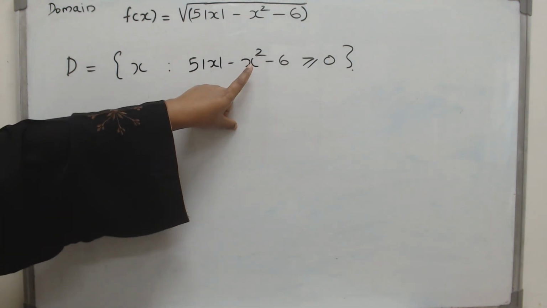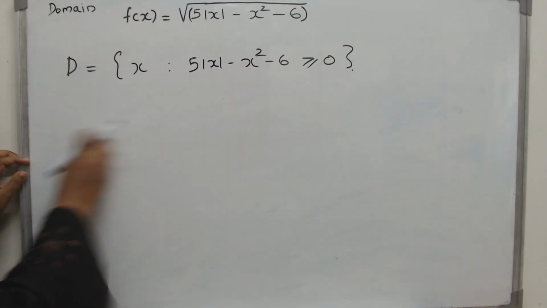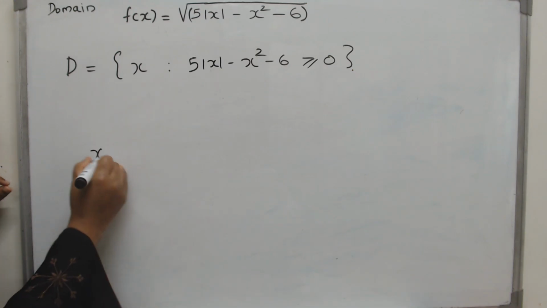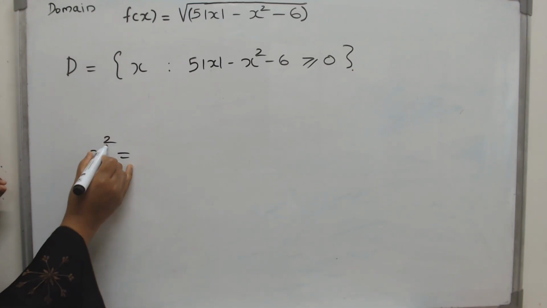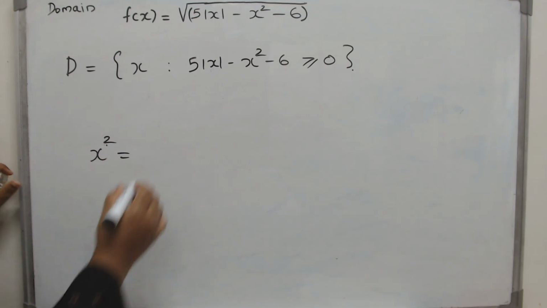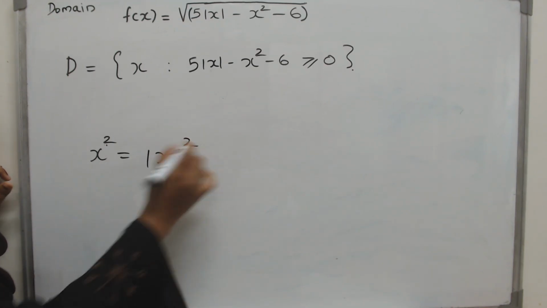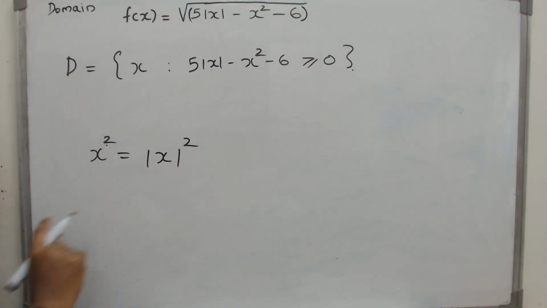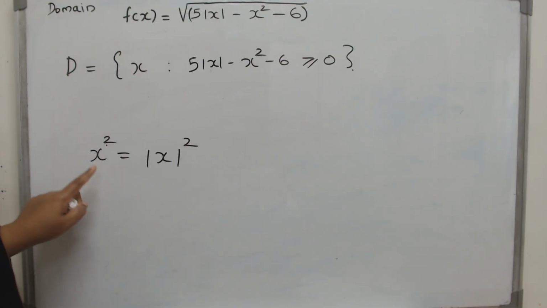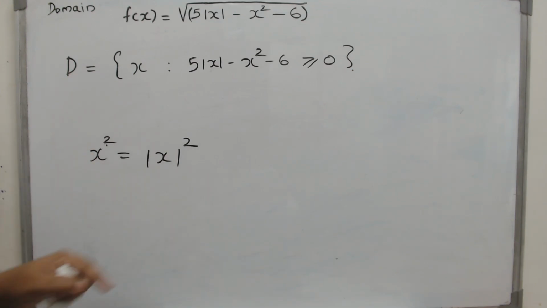What do you have here? X square. And what do we know about x square? Not just about x square, not just about 2, any even exponent, what do we know? Their values and their mod values will always be the same. Whether x is positive or negative, it does not matter. X square and mod x square will be the same.